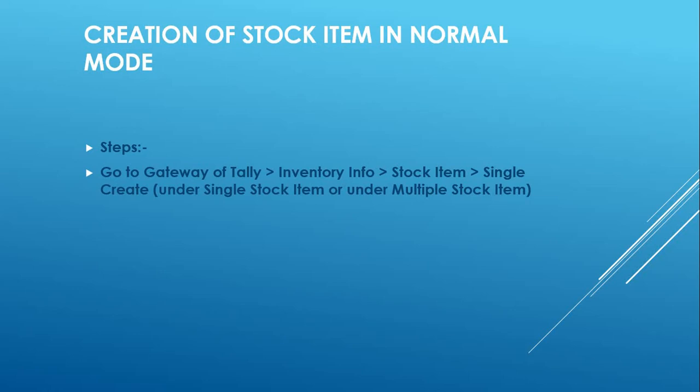Creating stock item in normal mode. To create a stock item in normal mode, go to Gateway of Tally, select Inventory Info, select Stock Items, select Create under Single or under Multiple Stock Item option.